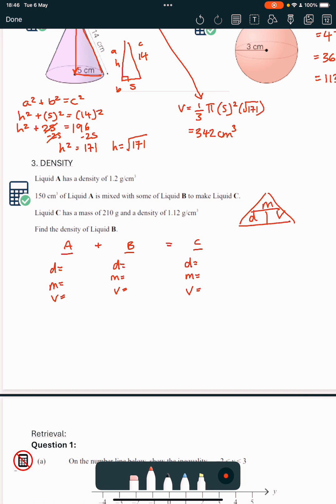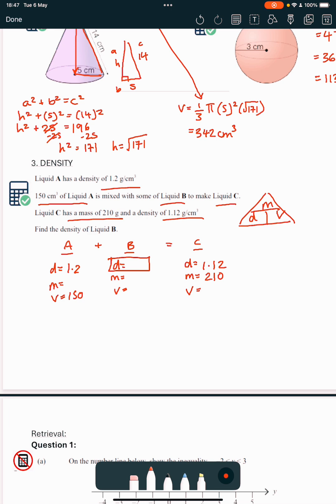So liquid A has a density of 1.2 and it says 150 centimetres cubed of liquid A. And centimetres cubed tell me that it's a volume, so I write 150 by the V. To mix some of liquid B to make liquid C. Liquid C has a mass of 210 and a density of 1.12. And it wants us to find the density of B, so to find this here.